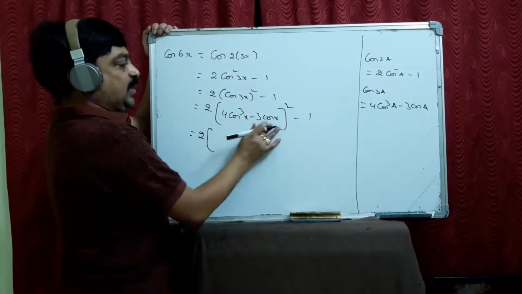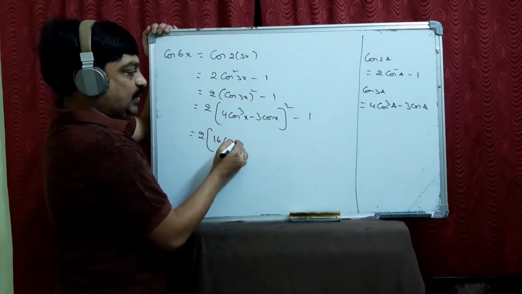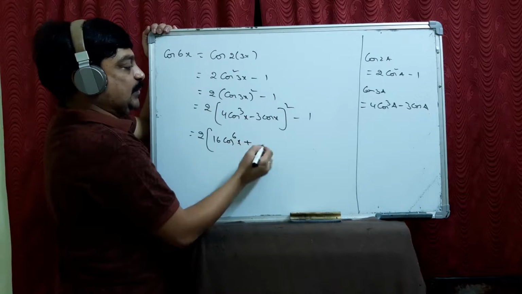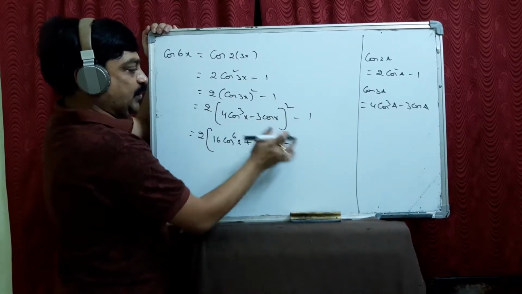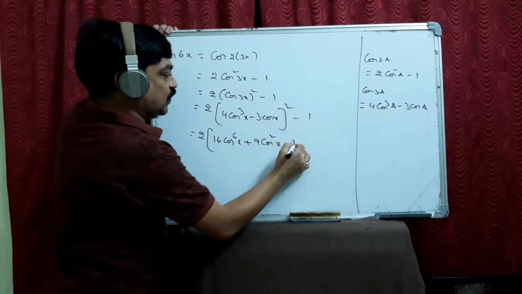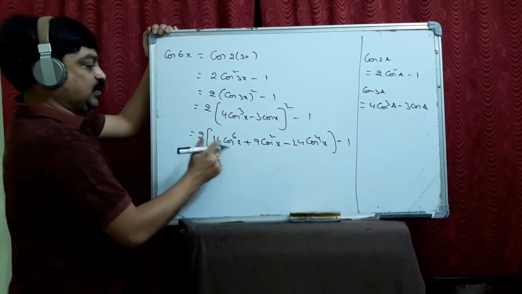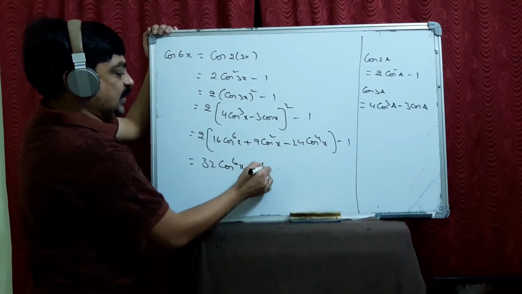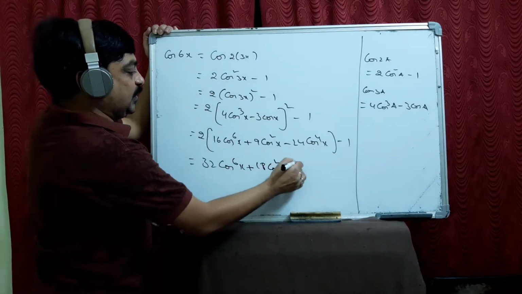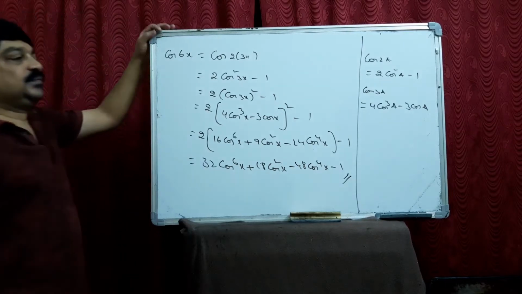Now it looks like a minus b whole square. A square is 16 cos power 6x, plus 9 cos square x, minus 2ab, 2 4s are 8, 3s are 24 cos power 4x. Now multiply with 2, it becomes 32 cos power 6x, minus 48 cos power 4x, plus 18 cos square x, minus 1, right?